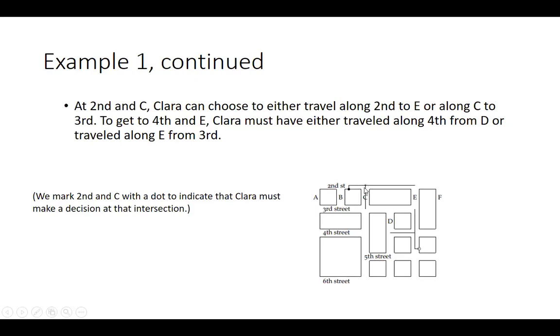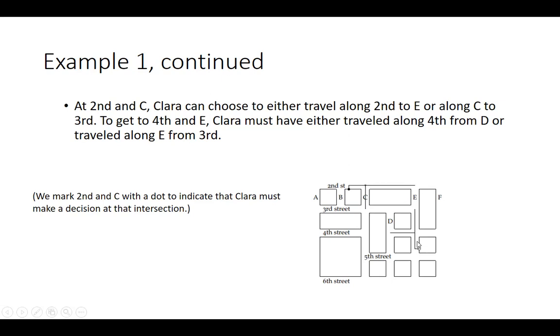At 2nd and C, Clara can choose to either travel along 2nd Street down to E, or turn and move along C Street to 3rd.